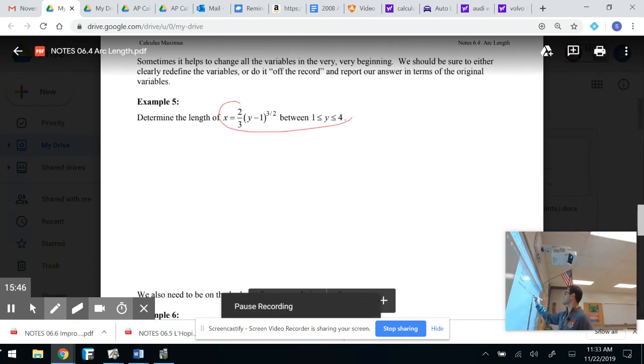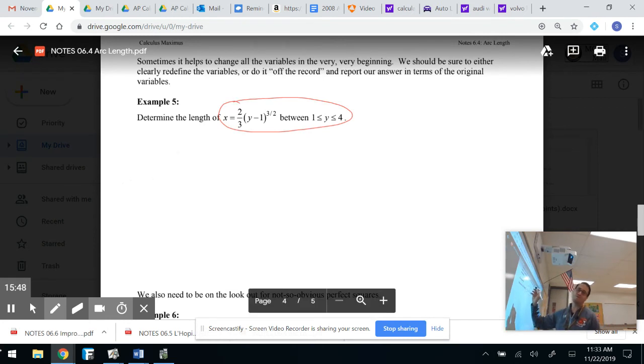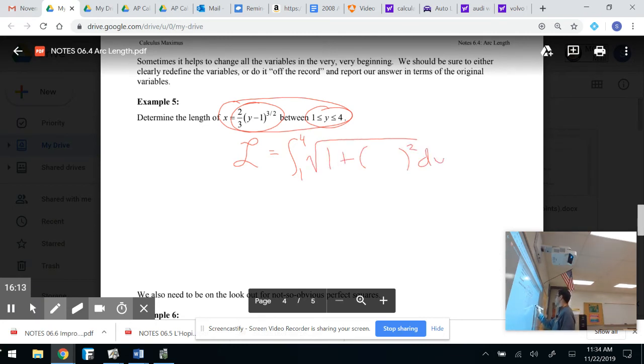This is x in terms of y. So some of you are thinking, oh, no, we have to solve for all this crazy stuff. No, you don't, because as long as it's a function of y, you can still do it. All right, but here we go. We can just get after it. As long as my function's in terms of all y's, we're just going from 1 to 4 of the square root of 1 plus that guy squared. But what is it? It's dy this time, right? Everything has to be in y's.